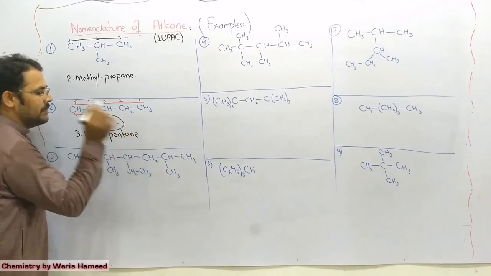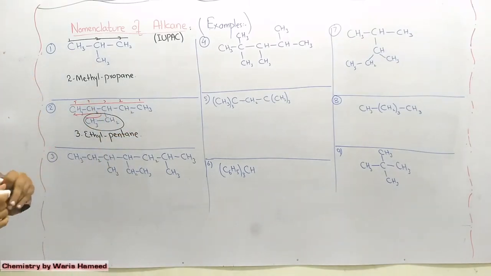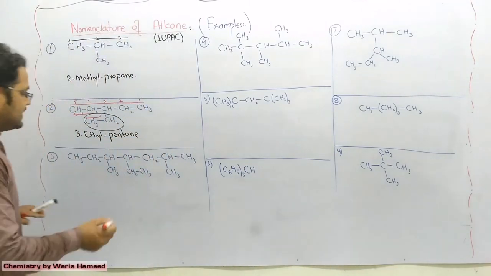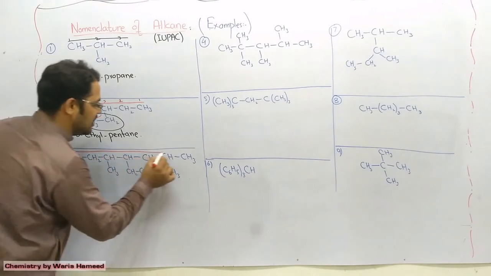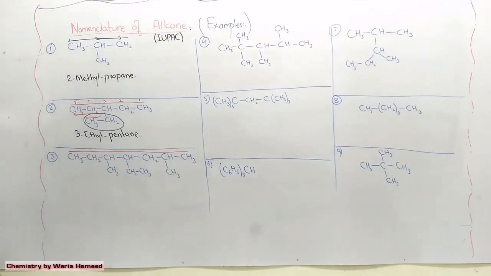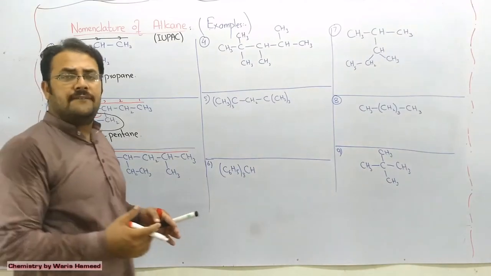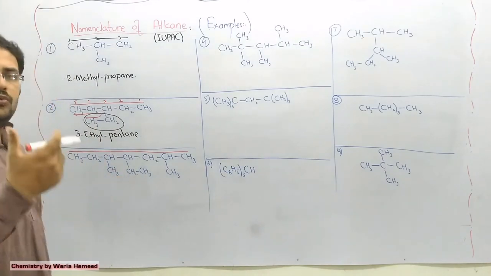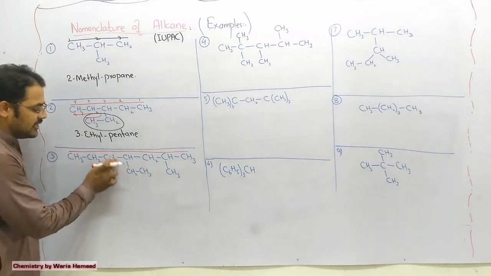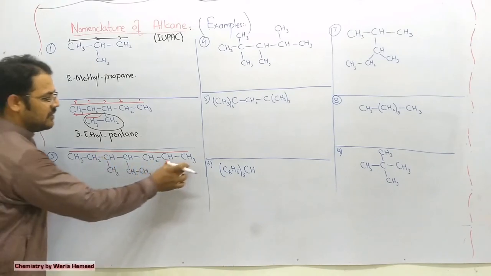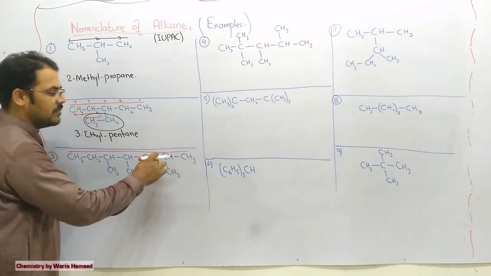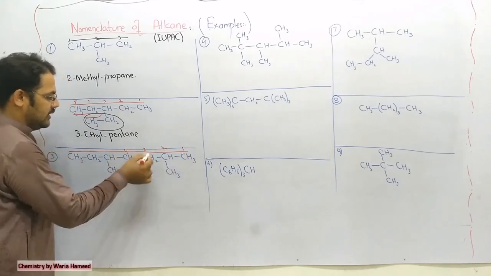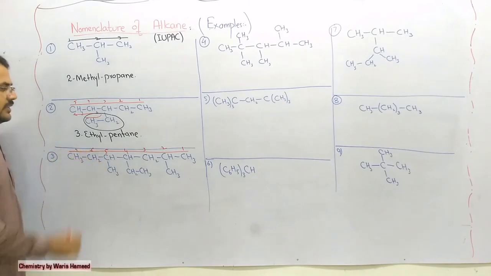3-ethyl pentane. Now moving toward the next molecule. Again, we have to select the longest chain. In this case, it is the prominent chain that is the longest one. And the second rule is to give the smallest number to a substituent. From this side the substituent is present on carbon 3, and from this side the substituent is present on carbon 2. So we will prefer this side first: first, second, 3rd, 4th, 5th, 6th and 7th.